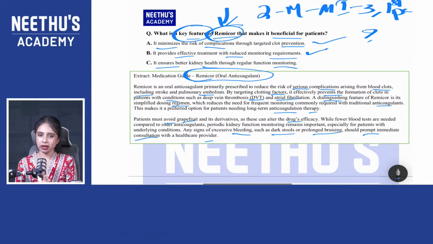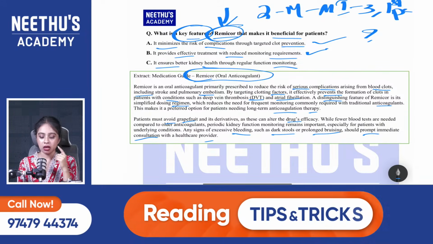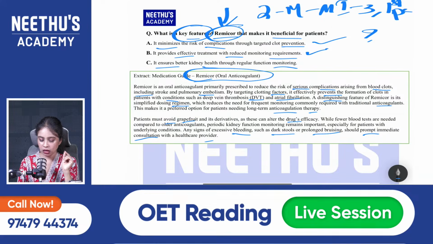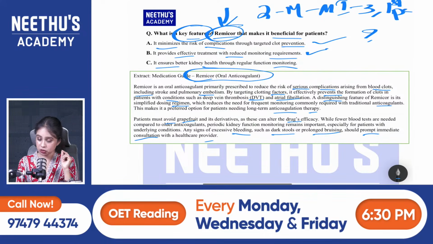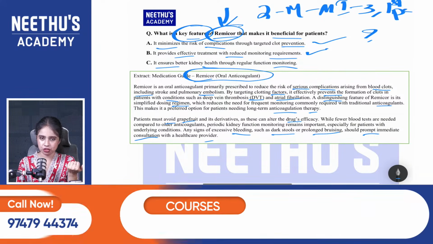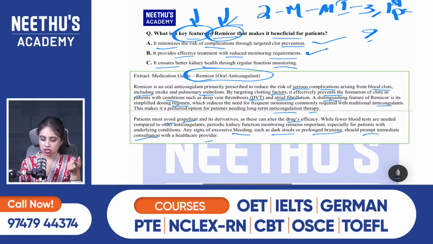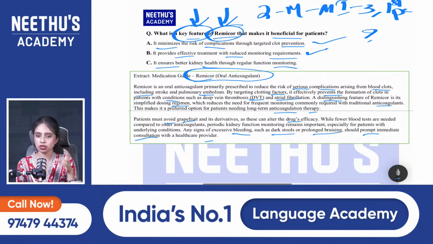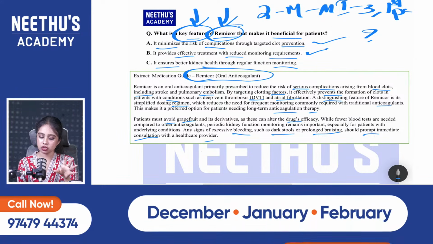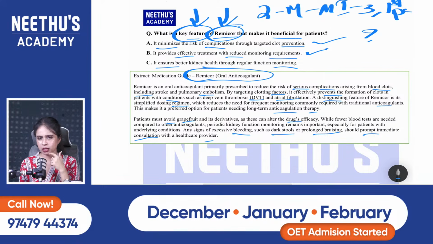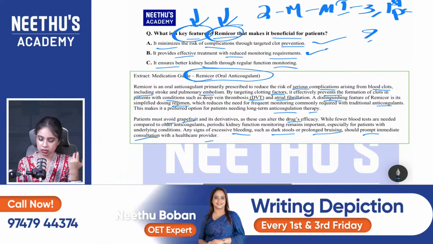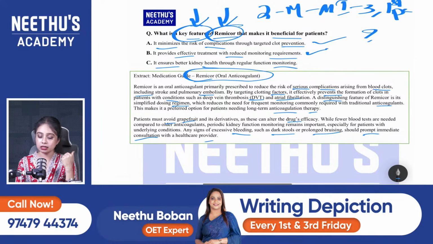So I'll say my answer. Before that, I'll do elimination. Option A: it minimizes the risk of complications through targeted clot prevention. Somebody said the answer is option A. Can you tell me where it is mentioned? This is the key feature. This is not a feature. They're asking the key feature, the important one. So something should be there which indicates this option A is important. Where is it mentioned?